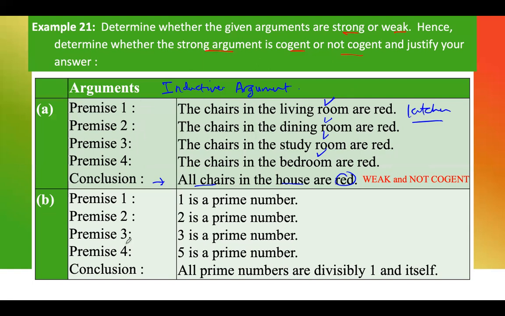Premise 1, 2, 3, and 4. Before that, look at the conclusion. All prime numbers are divisible by 1 and itself. This is the definition for prime number.